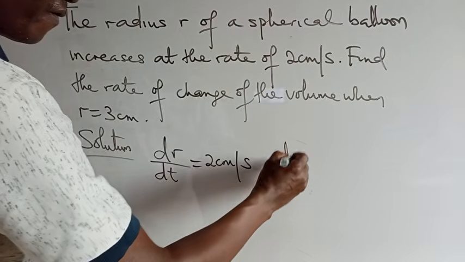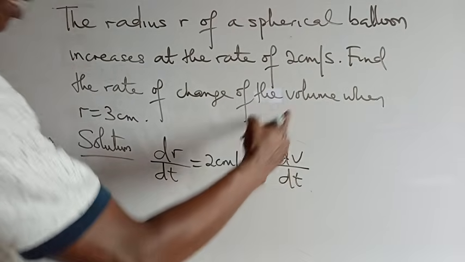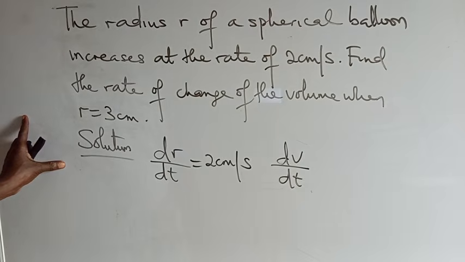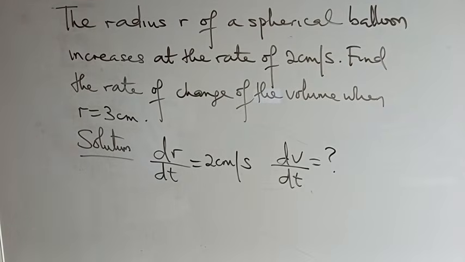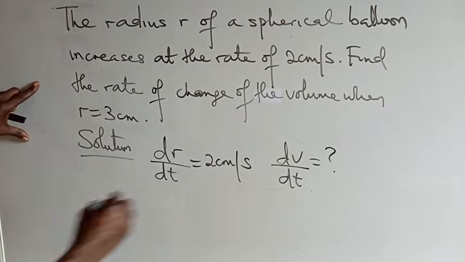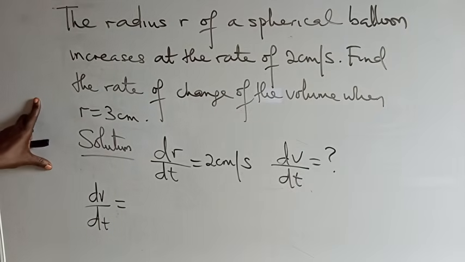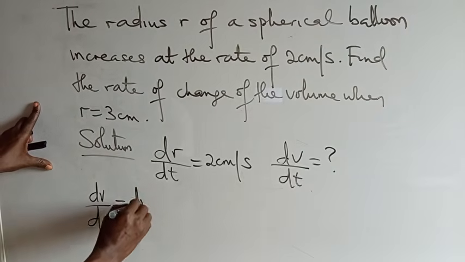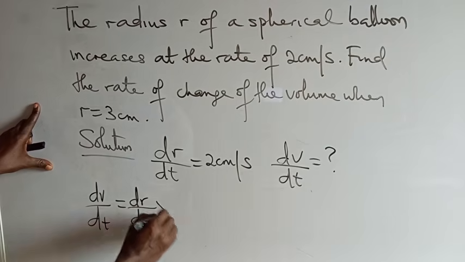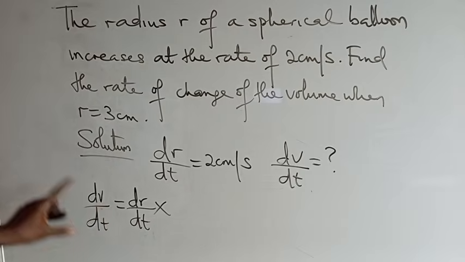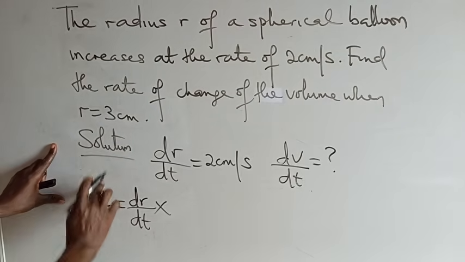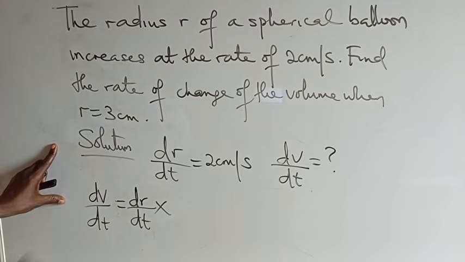So we want to find dV/dt, the volume. You use V to represent the volume. We don't know the rate at which the volume changes. So since we want to find dV/dt, we are going to apply the chain rule. We are given dr/dt already. What are we going to use to multiply dr/dt so that we get dV/dt? That's what we are going to think of now.